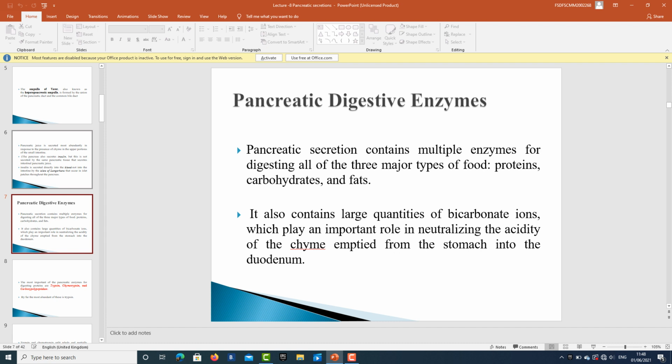Pancreatic digestive enzymes. Pancreatic secretion contains multiple enzymes for digesting all the three major types of foods, which are proteins, fats, and carbohydrates. At the same time, it contains a large amount of bicarbonate ions, which have the role to neutralize the acidic composition of the chyme which is being emptied from the stomach into the duodenum. So it is going to neutralize it.